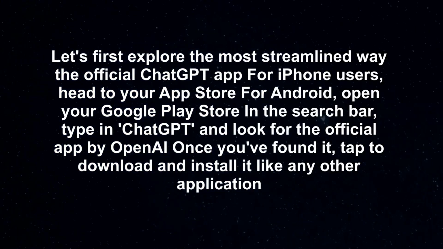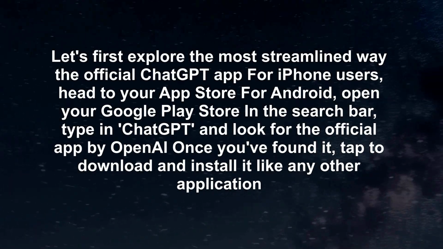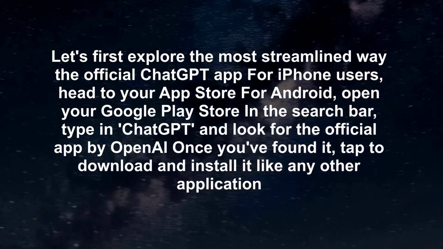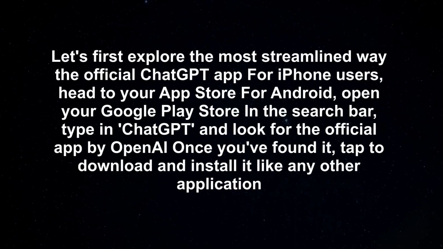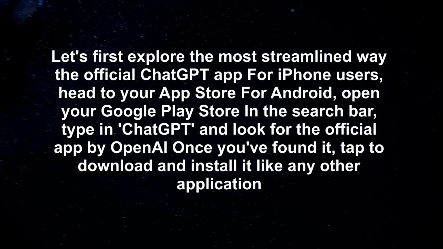Head to your App Store. For Android, open your Google Play Store. In the search bar, type in ChatGPT and look for the official app by OpenAI. Once you've found it, tap to download and install it like any other application.